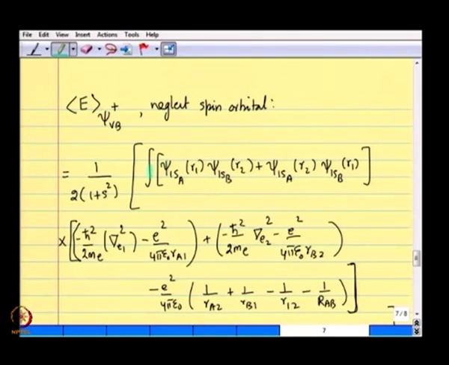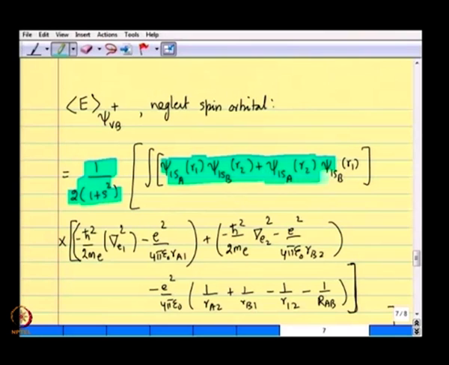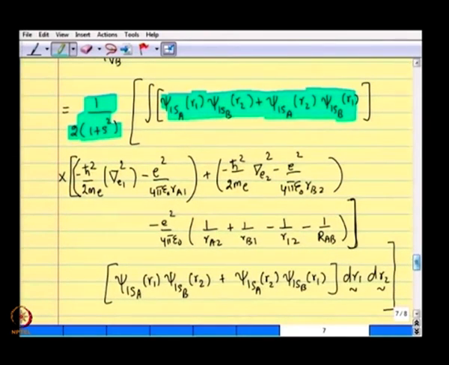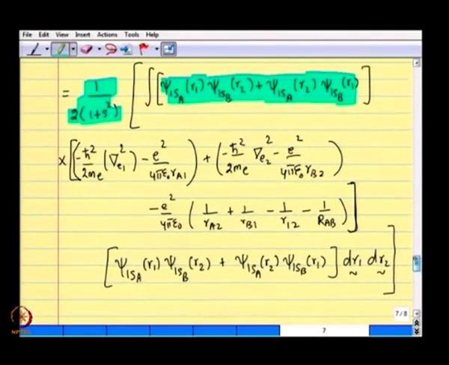The valence bond wave function was what you see here: 1 over the square root of 2 times (1 plus S squared), times psi 1s A(r1) psi 1s B(r2), plus, the electrons being indistinguishable, their coordinates switched, psi 1s A(r2) psi 1s B(r1). And the energy expression for this wave function was given by the integral of psi star, with the Hamiltonian in between, psi.